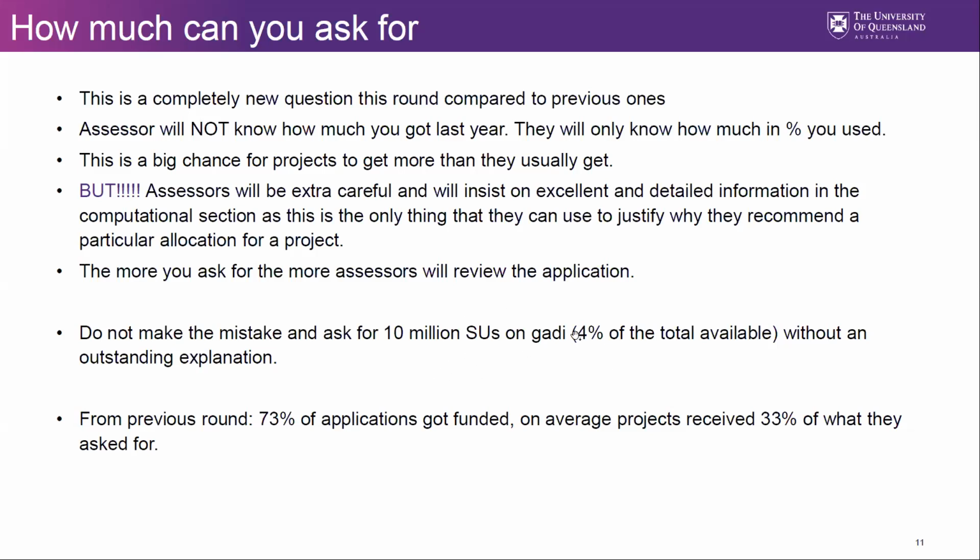One of the things that we also see every year is people asking for a very high proportion of what's available. So if you're asking for, say, 10 million or 25 million, 10 million is 4% of the total available, and that's actually quite a bit. And if you don't have an outstanding application, you will basically have no chance of getting it. Also, asking for a lot and not backing it up is not a good move either. So you should try and be reasonable in your requests.